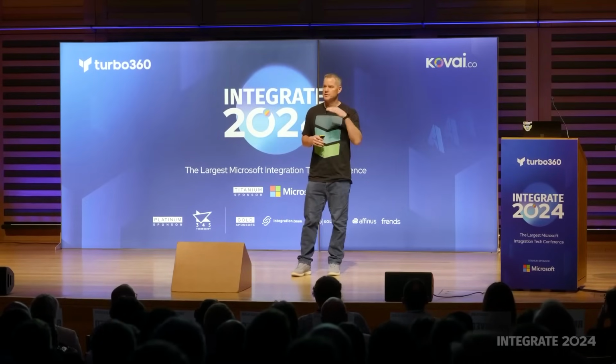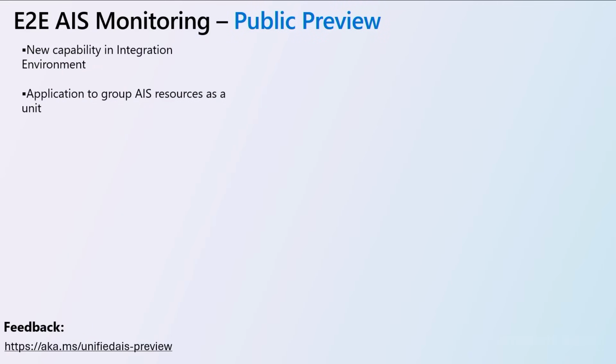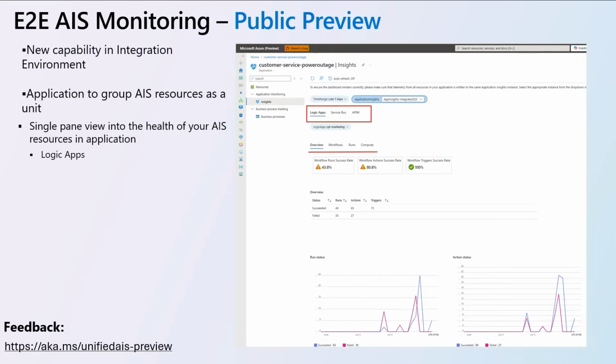Inside of an integration environment, you then can further group your resources together in the form of applications. These would generally be related to a specific business process or perhaps a project that you're on: payroll, order processing, employee onboarding, etc. What we've introduced here recently is end-to-end AIS monitoring.